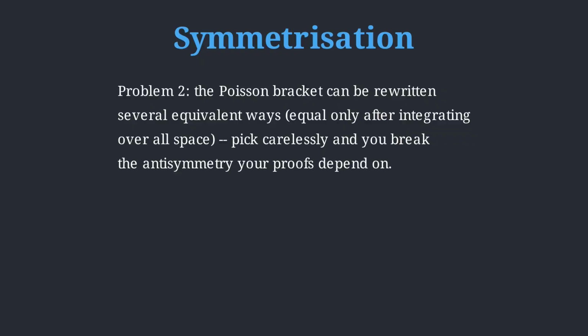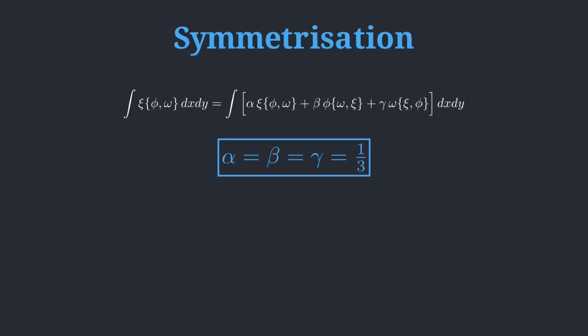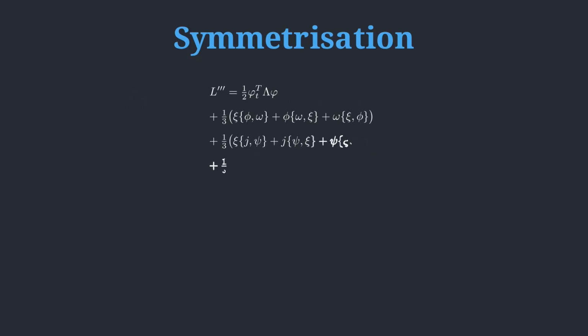Further care can be taken when discretizing the Poisson bracket. It can be seen through integration by parts, when assuming appropriate boundary conditions, that the cyclic permutations of the functions in the integrand are all identical. Instead of selecting one of these forms, a convex combination can be considered, where alpha, beta, and gamma are all equal to 1/3 to conserve symmetry. From here, we can find the modified Lagrangian.